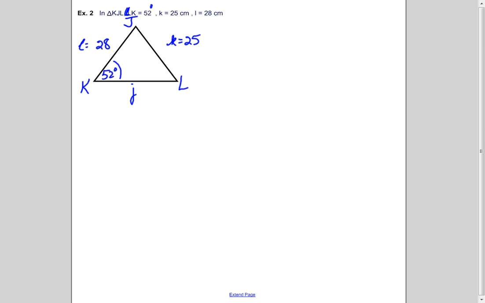Now I really have no idea what this triangle looks like. I've just thrown up a diagram. It is possible that triangle KJL is a right angle triangle, so that's what I'm going to consider off to the side here. If I had sine 52 as opposite over hypotenuse, I would have that as 25 over 28. But I don't know that that's true. So I'm going to compare 25 to 28 sine 52, like I did before, and see if that is in fact true.